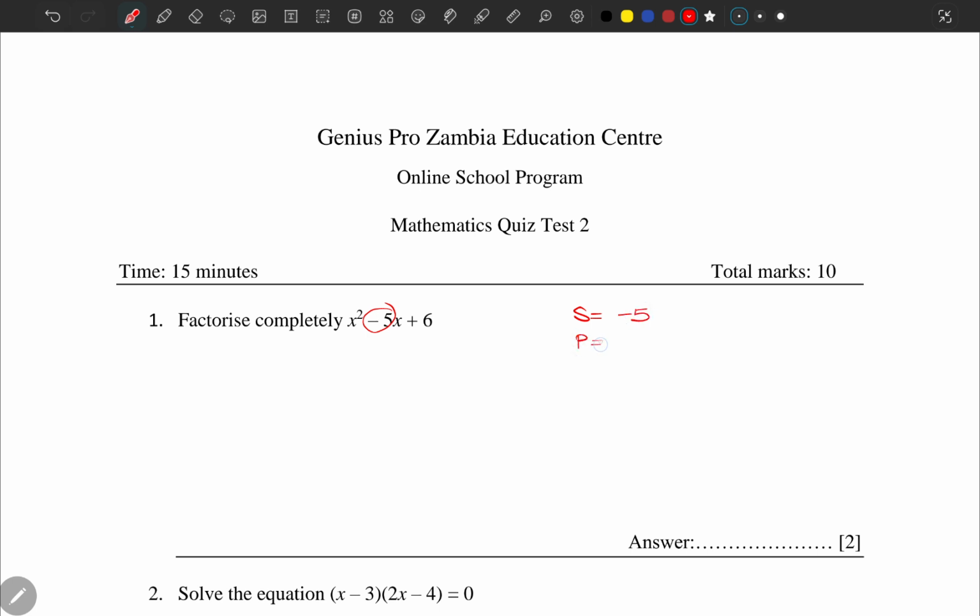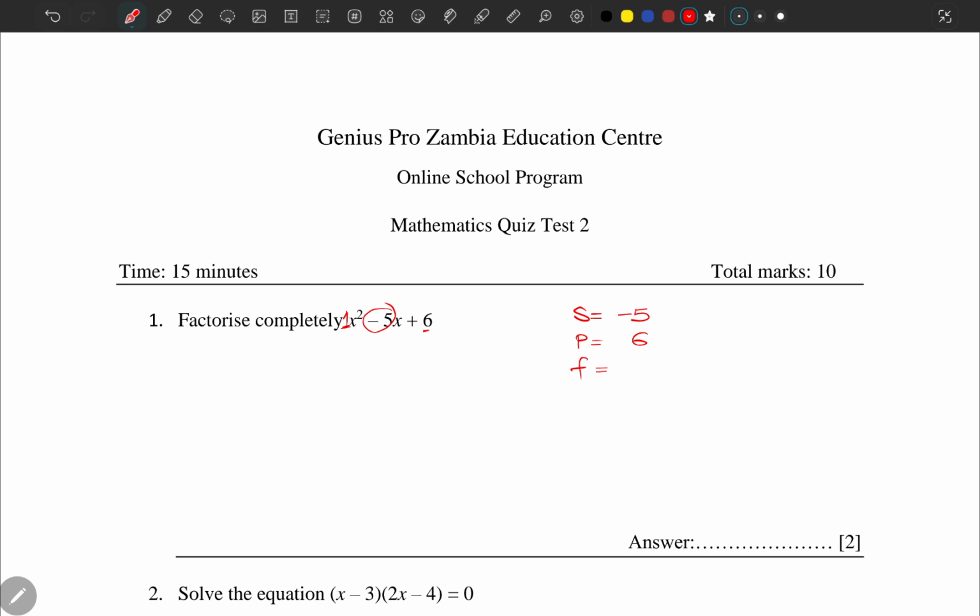The product is always the number in front here, you multiply by the constant there. So in our case, the number in front is 1, so we multiply by 6, which is giving us what? 6. Then what are the factors? Well, factors are only two numbers. How many? Two numbers, because it's a quadratic. That when you add, you get -5. Remember, sum means adding. And that when you multiply, you get 6.